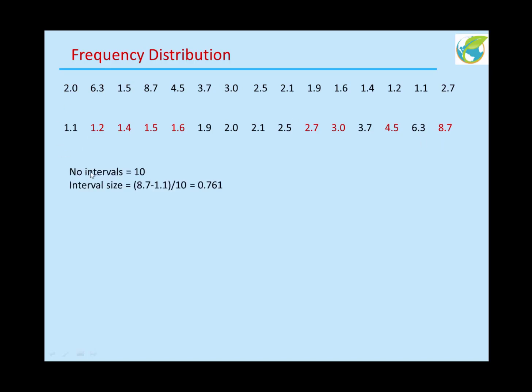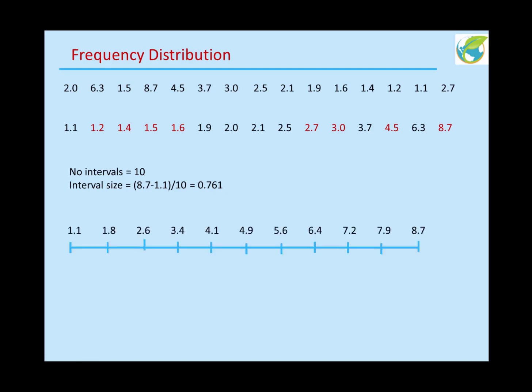And then I decide on the number of intervals that I want to have in the frequency distribution. This is up to you. You can choose 10, 15, 20, depending on the range and the number of your data points. Usually around 10 would be okay. And then to calculate your interval size, you simply subtract the smallest number from the largest number, and then you divide it by the number of intervals. So in this case, 0.671 is the size of our interval.